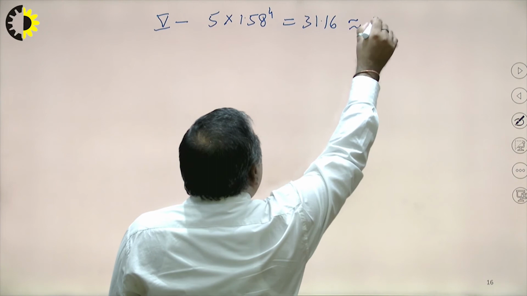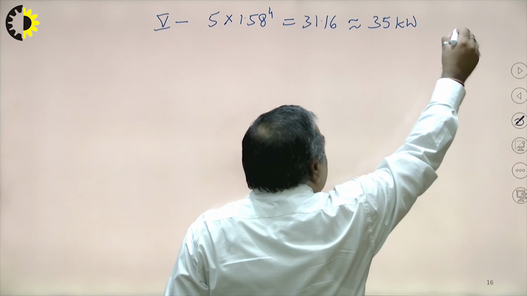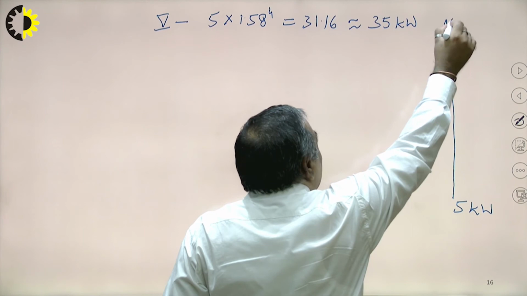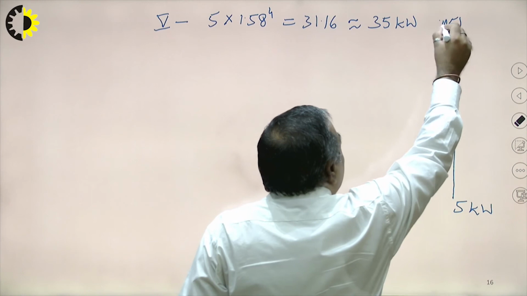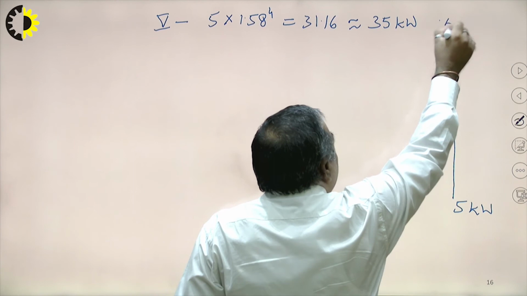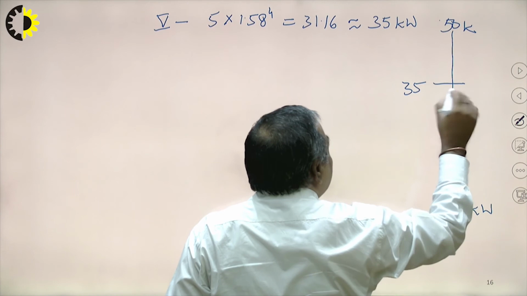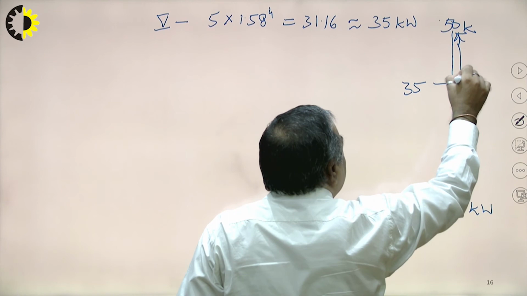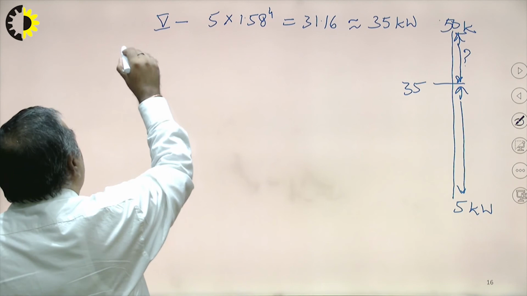Here I see the range is 5 kilowatt and this is 15 kilowatt. This was 50 kilowatt. So we have covered only up to 35 if we consider this. So this remains unfulfilled, this is to be fulfilled. So we can start with the first model again, reiterate.